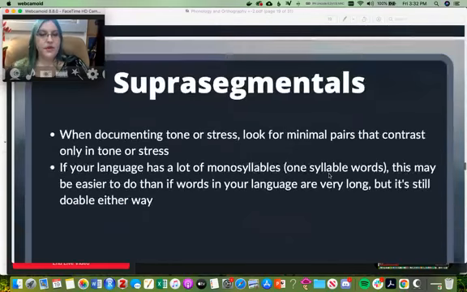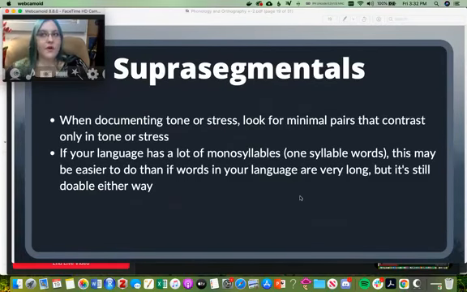So when you're documenting tone or stress, one strategy is to look for minimal pairs that contrast only in tone or stress, such as record and record. Or, for example, the single syllable words in the Chinese example that all differ only by their tone. If your language happens to have a lot of monosyllables or single syllable words, it can be a lot easier to do this than if your language's words are very long, but it's still doable either way.